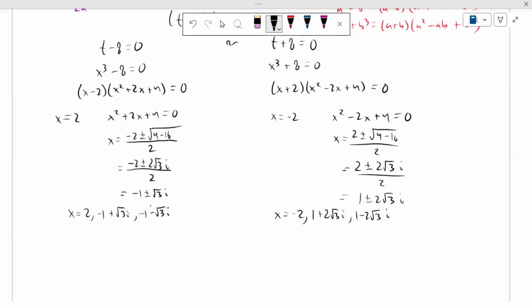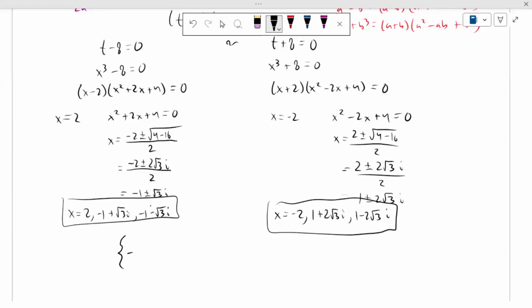So in total, we get 6 solutions. I like to write them as a solution set, but if you just put them as a comma delineated list at the bottom, or if you just went like this and this, that's fine too. I just like to write them out as -2, 2, -1 plus the square root of 3i, -1 minus the square root of 3i.